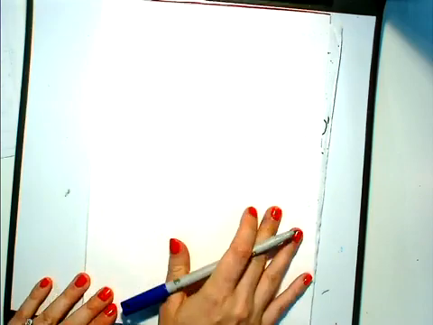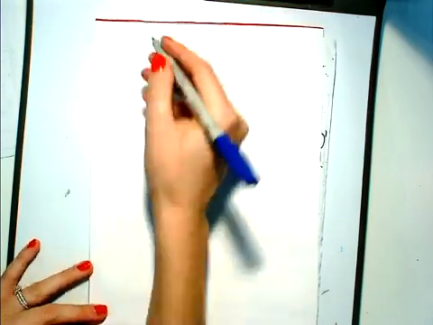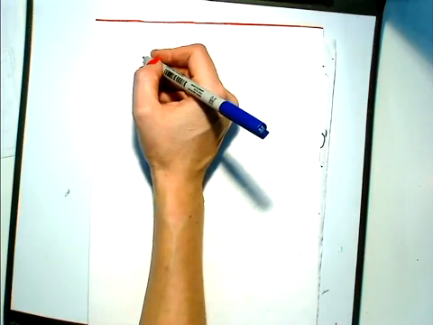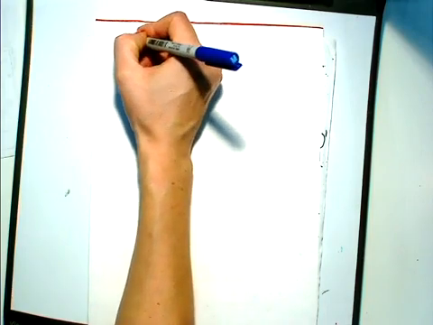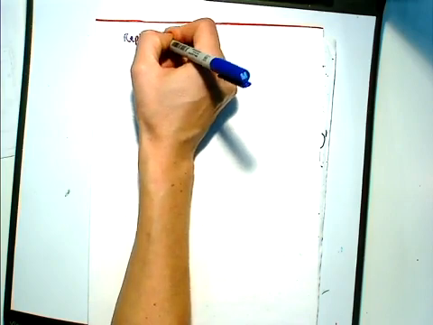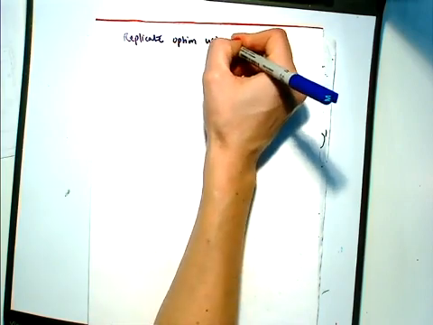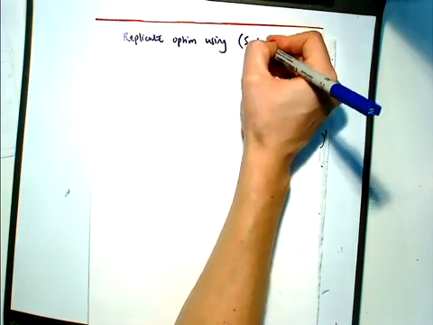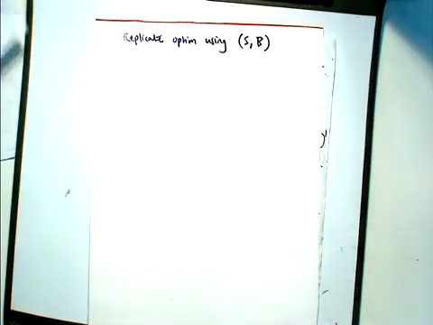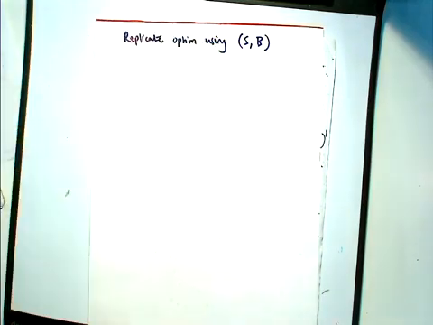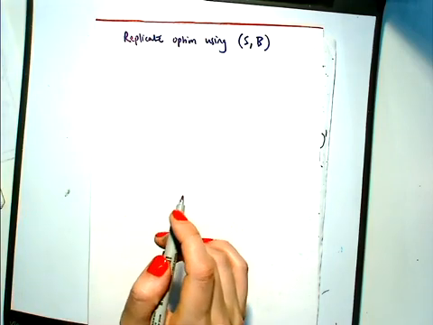Okay, so what we did before was we were replicating a bank account using an option, a call option, and a stock. Now we're going to replicate the option using a stock and a bank account. Okay, so we're just slightly switching things around. Same assets, stocks, bank accounts, options, but just slightly in a different order.